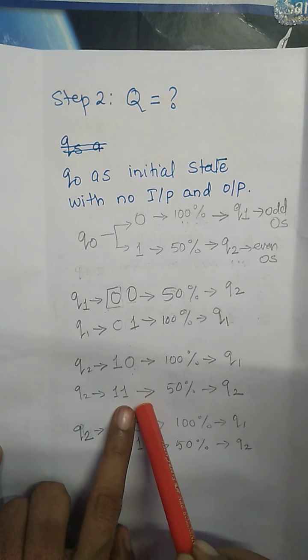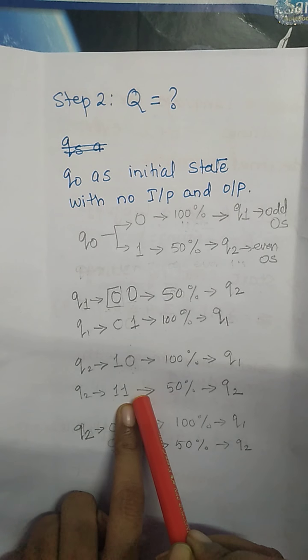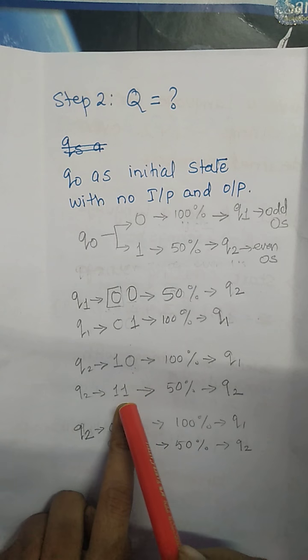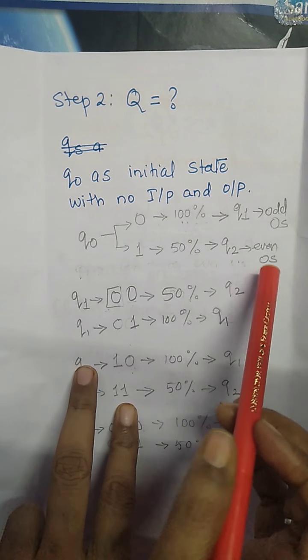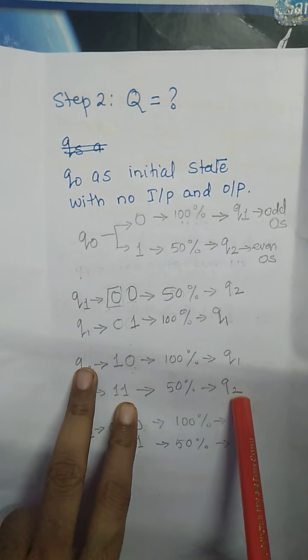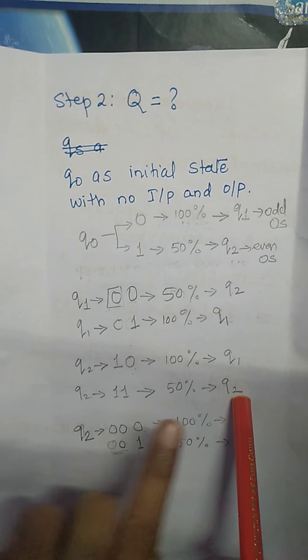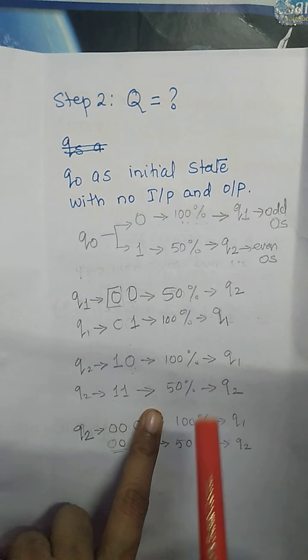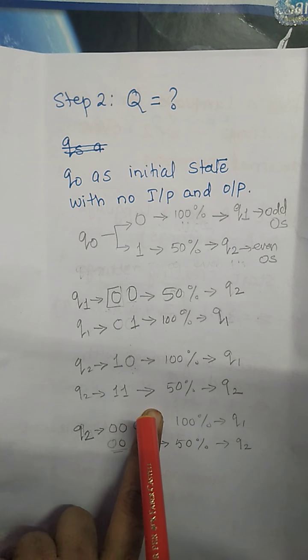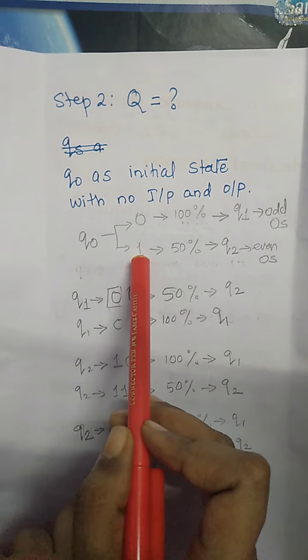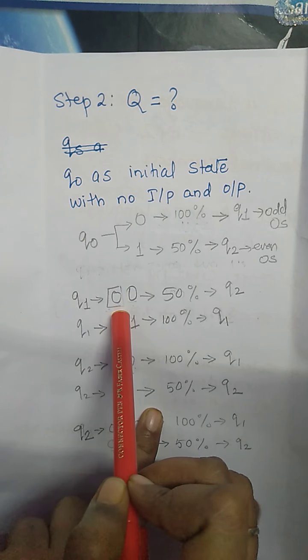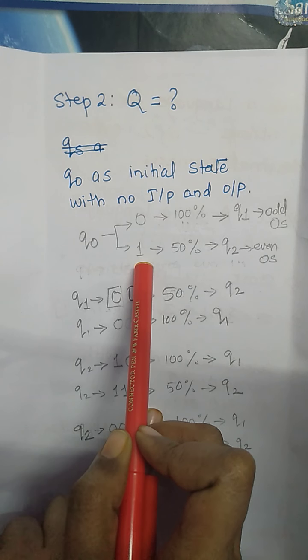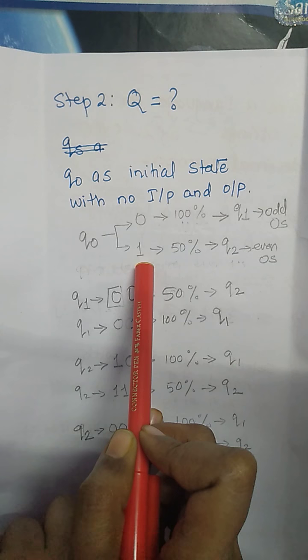Now Q2, if it is having the next bit as 1, it is even number of zeros. Even number of 0 we had marked already as Q2. That's why we are having resultant state of Q2. Now Q2 can be marked as 1. It can also be marked as 0 0. So even though the strings are different, here the string is 1 but the condition is same. It contains the even number of zeros.